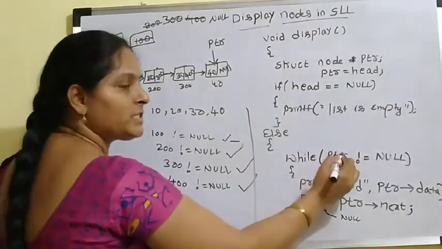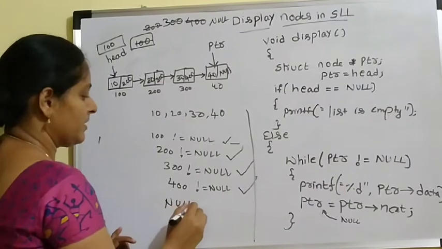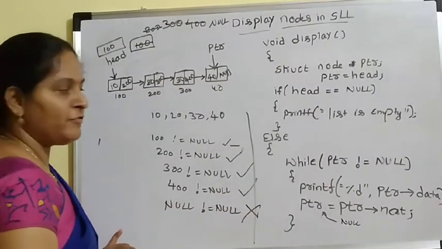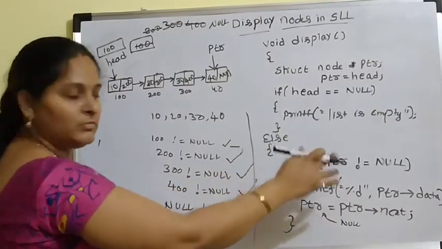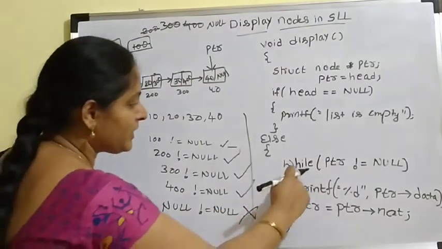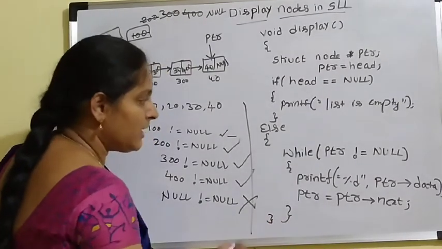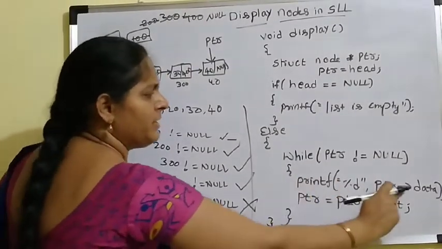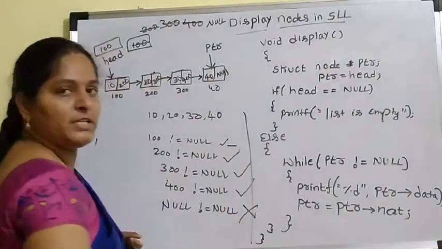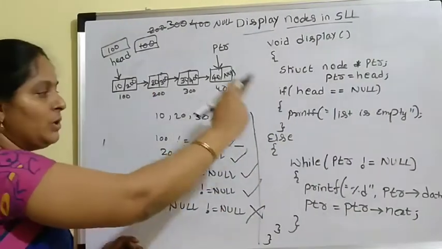After assigning, next comparison. Here the PTR value is now null. Null not equal to null. Condition failed. If the condition failed, we will not enter into this loop. Right? So we will come out of this while loop. After coming out of this while loop, close the else block. It's already printed, right? Close the else block and close the function, the display function. So this is the way to traverse from one node to another node.